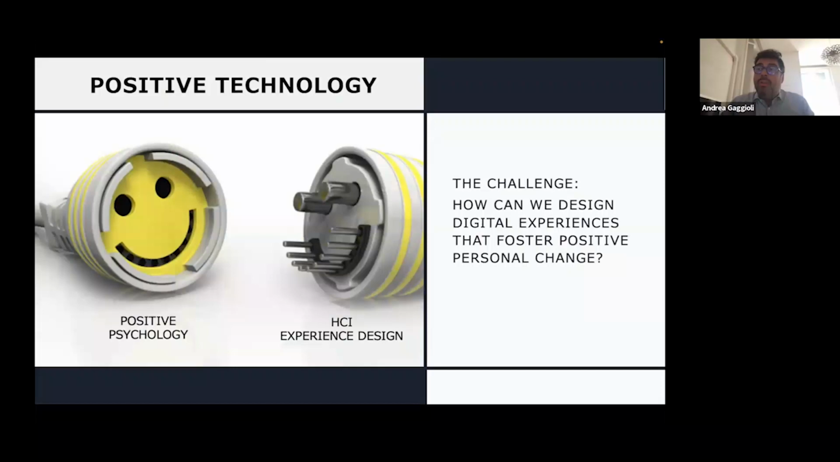And this is the very motivation for positive technology. This is the primary driving force behind the development of this area, that is the desire to explore how information and communication technology can be leveraged to enhance positive experience and personal growth.